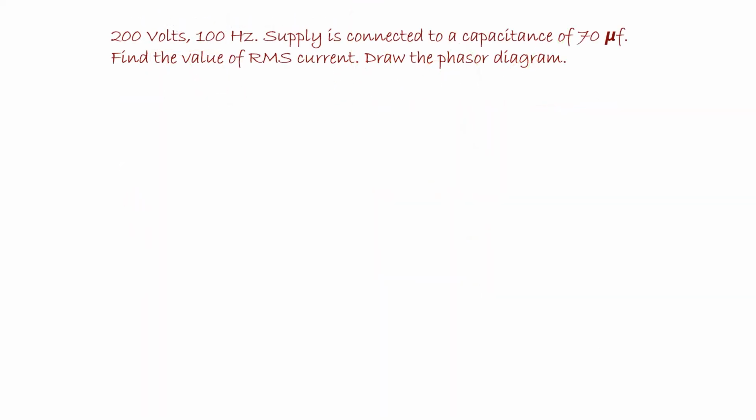We will now solve a problem on a capacitance. A 200 volts 100 Hz supply is connected to a capacitance of 70 microfarads. We had to find out the RMS current and draw the phasor diagram. This is the figure related to this problem. The current I flows in this circuit. I shown here is the RMS value.